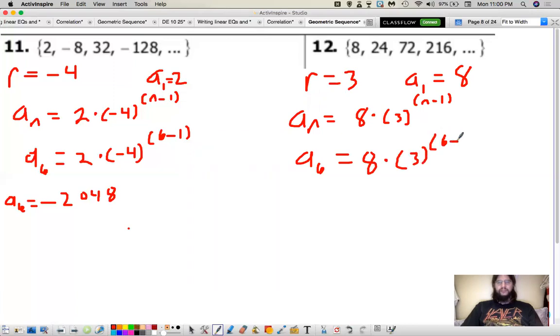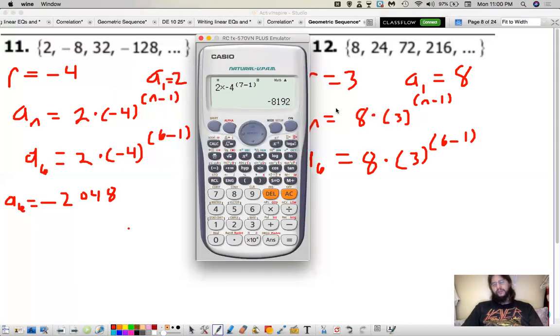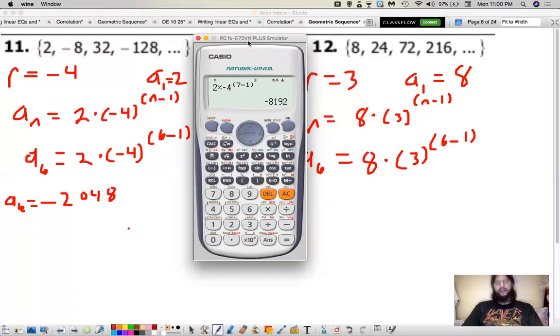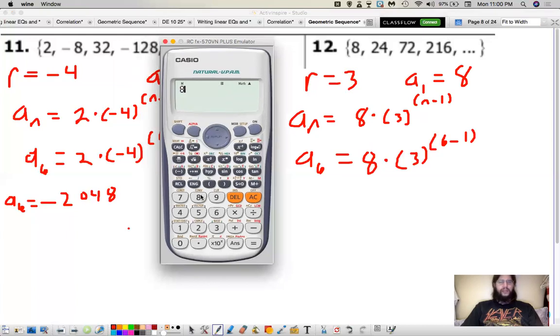It won't always be 6. Sometimes you might use 152 million. Who knows? Except that won't work in the calculator, so probably not that. 8 times 3, again, the parentheses don't hurt, raised to the 6 minus 1 gives us 1,944.